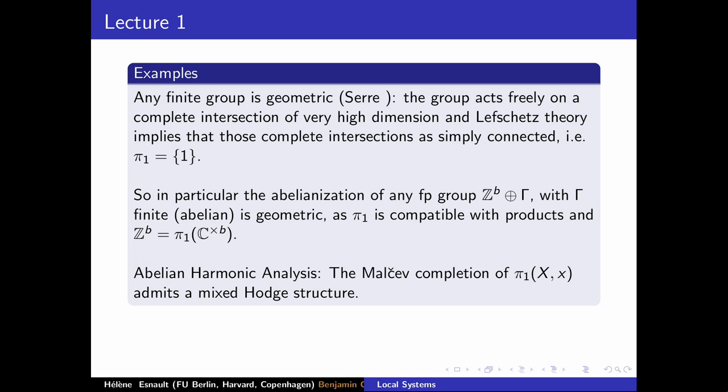So in particular, any finitely generated abelian group, Z^b plus Gamma, where Gamma is a finite abelian group, is geometric, as pi_1 is compatible with products, and the torus has fundamental group Z^b. Now there are way deeper obstructions which come from harmonic analysis, under the concept of Hodge theory, which was developed by Hodge to start with during World War II, in 42. The Malcev completion, that means the pro-nilpotent completion of the fundamental group, admits a mixed Hodge structure.